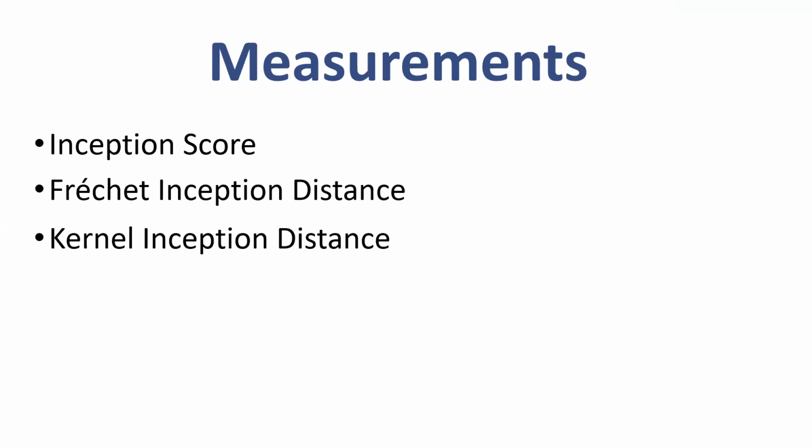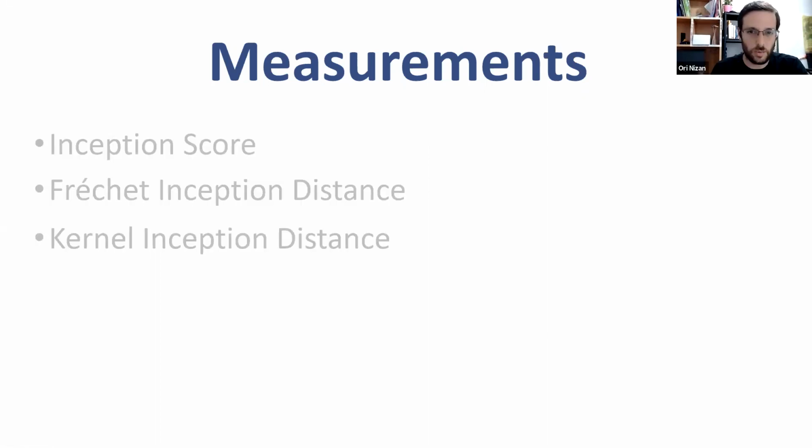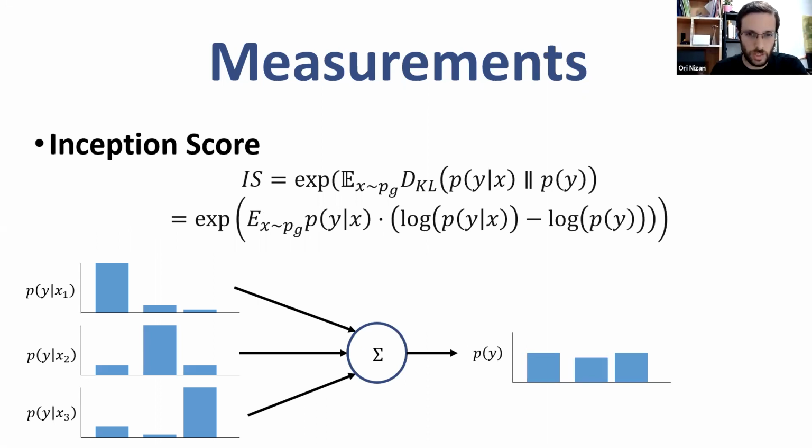Okay, a little bit about the quantitative analysis. Coming up with a measure for the quality of the resulting image is a hard problem, based on the subjective value of what can be considered a good image. The first measure that was introduced was human evaluation. Inception score uses the inception network that was trained on ImageNet. It compares the conditional label distribution with the marginal label distribution.